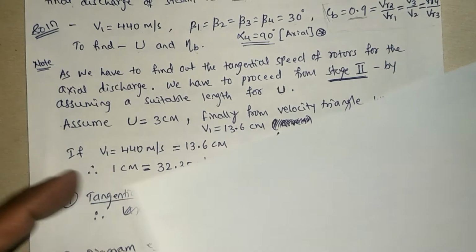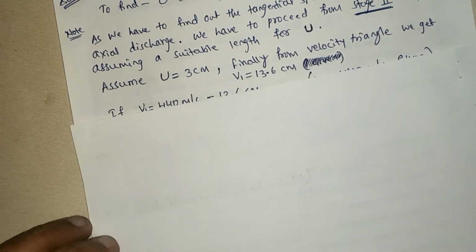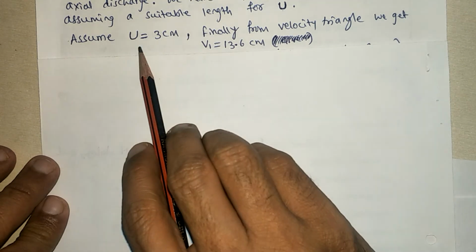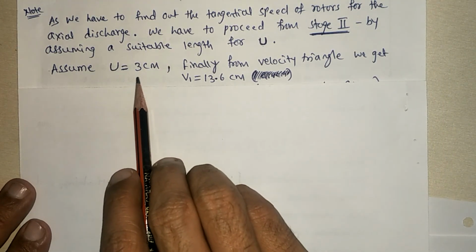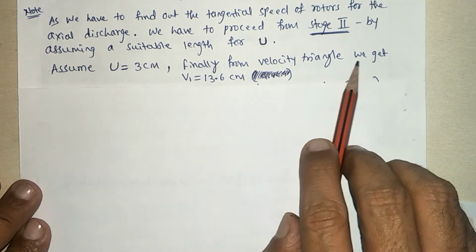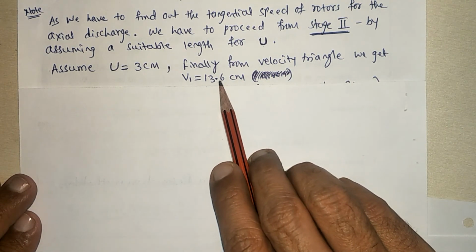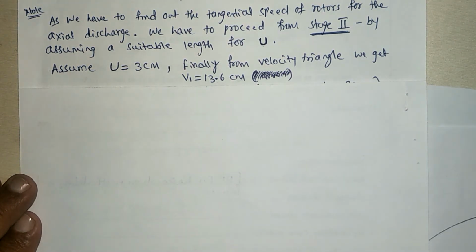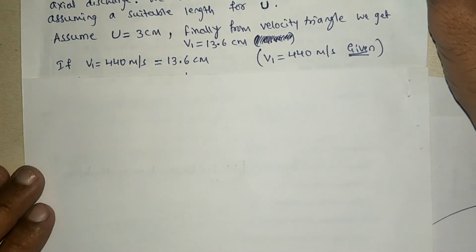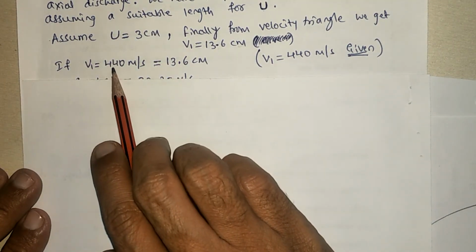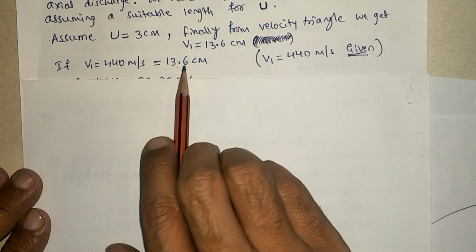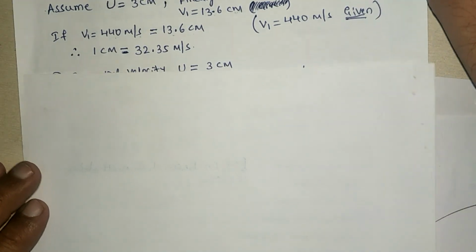Coming back to the problem, as you can see, we have assumed U is equal to 3 centimeters, and from the velocity triangle we have obtained the value of V1 as 13.6 centimeters. The magnitude of V1 is given as 440 meters per second, which is equal to 13.6 centimeters. By this we can easily obtain the scale.